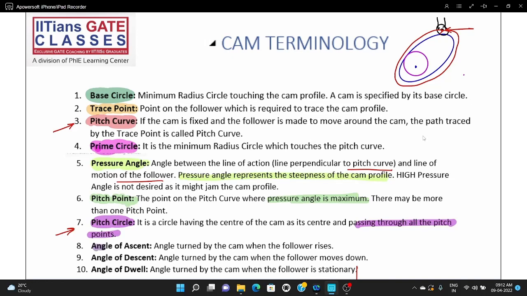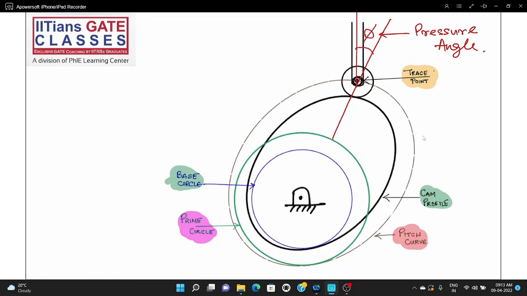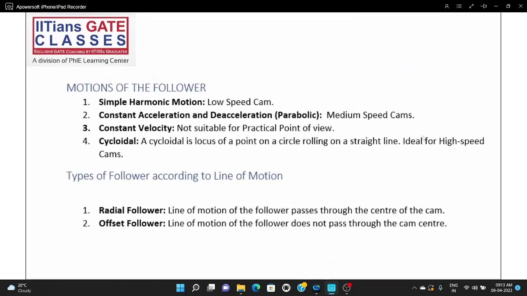Then you have the angle of ascent, the angle turned by the cam when the follower rises. You have the angle of descent, the angle turned by the cam when the follower moves down. Then you have the angle of dwell, the angle turned by the cam when the follower is stationary. So these 10 points are what you will have to remember. It will be good if you can remember these 10 points. I've shown it in the diagram, so along with the diagram, you can remember these points.